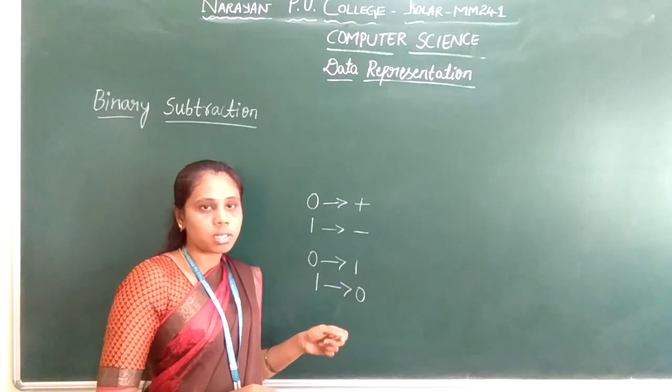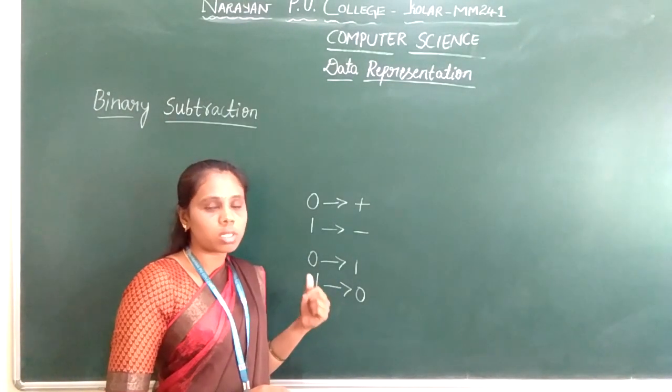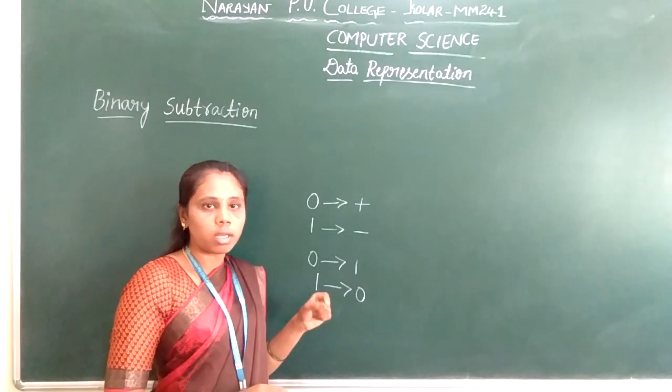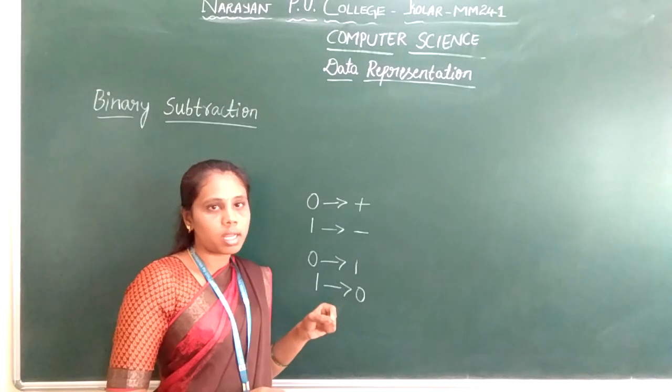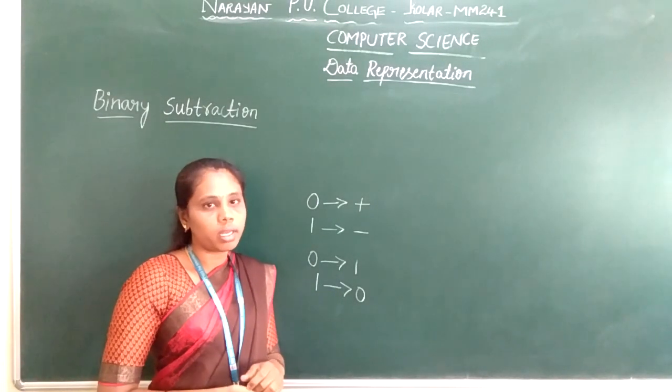In twos complement representation, whatever the given binary number, it should be converted to ones complement, and to that ones complement you need to add one to the LSB to get the twos complement. So that is about the representation of integers.